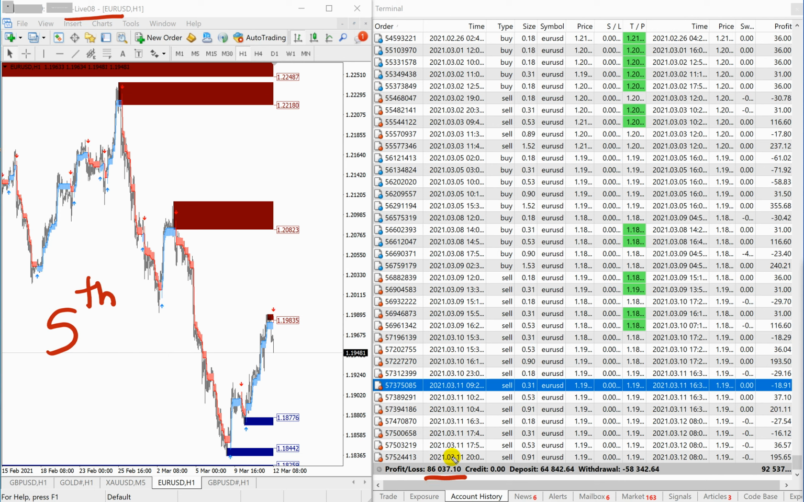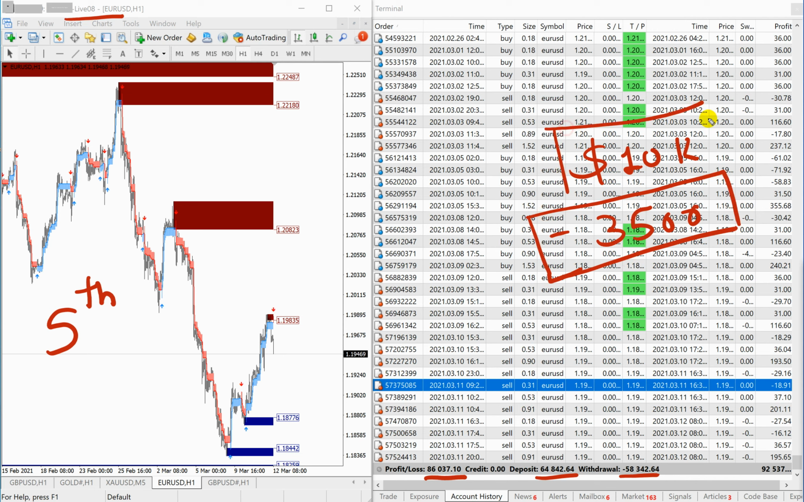You can see that it's 86,000 with a deposit of 64,000 and withdrawal of 58,000, and certain withdrawals and deposits were made, but every time the base capital of the account was maintained to be $10K, with a withdrawal of $3,500 on this account. So the client has made the withdrawal of $3,500 on his account and kept 10,000 as a base capital, and on the 10,000 base capital we have earned $86,000 profit.